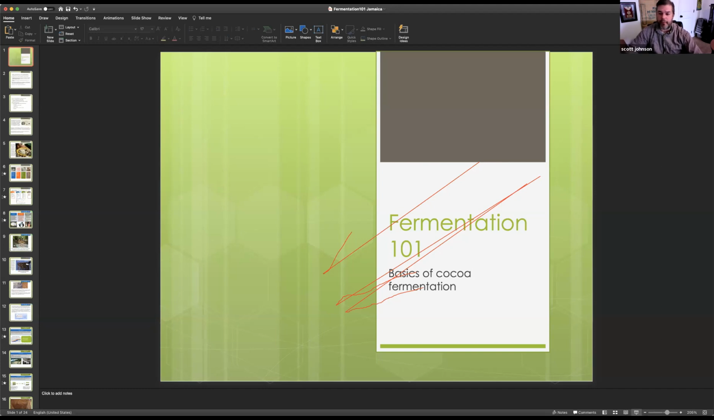All right, so of course you guys are all familiar with this, the pod opening. What we're really looking for are mature beans, and you know that your beans are going to be mature when you open it up and this pulp is slippery and sweet. We'll look at what immature pods look like and why we don't want them in fermentation here in a little bit.